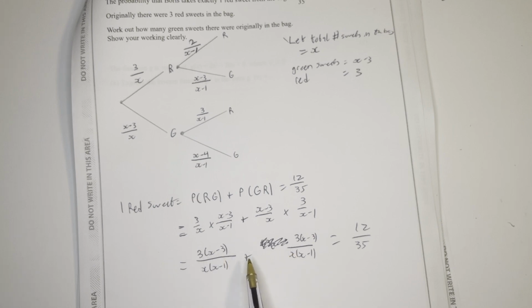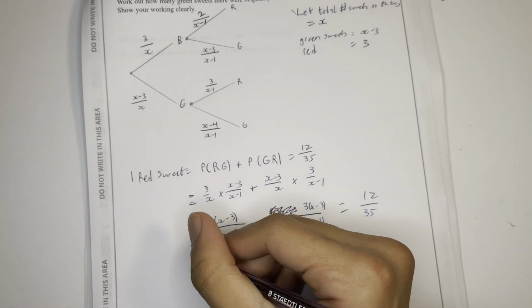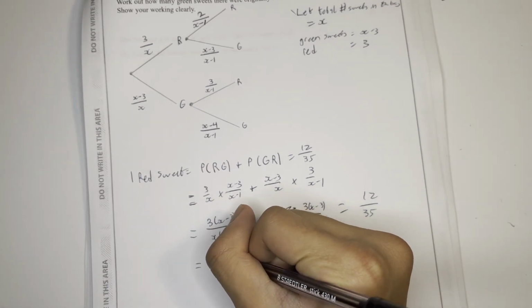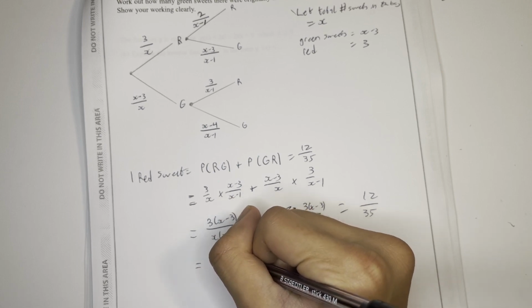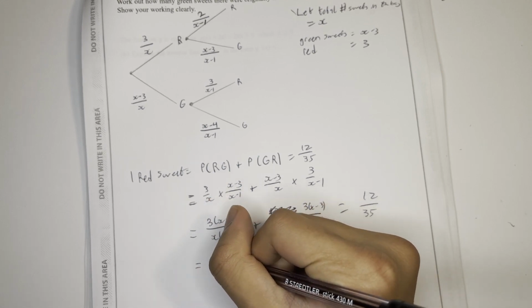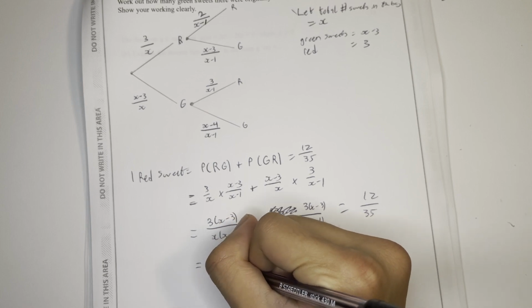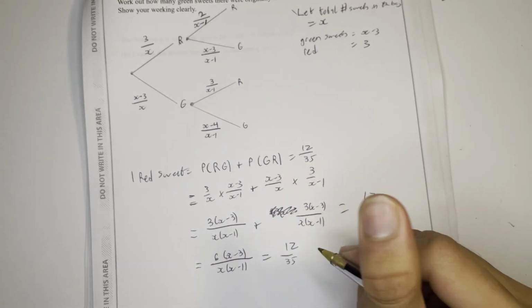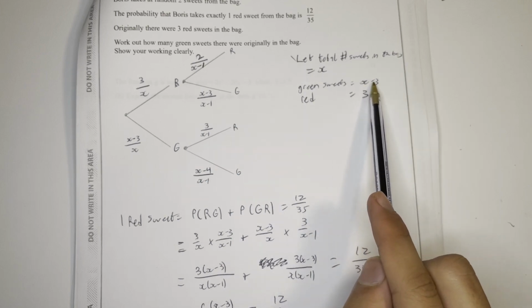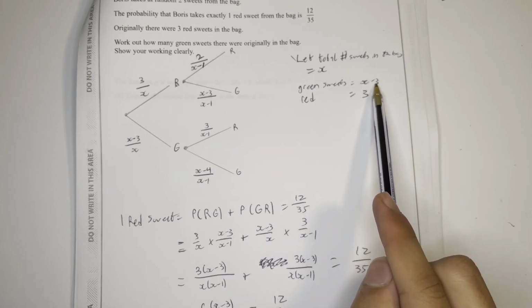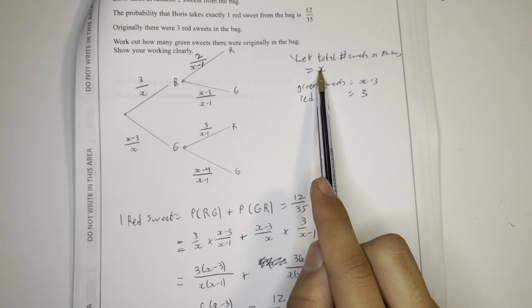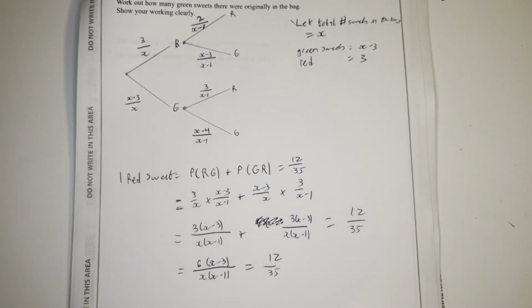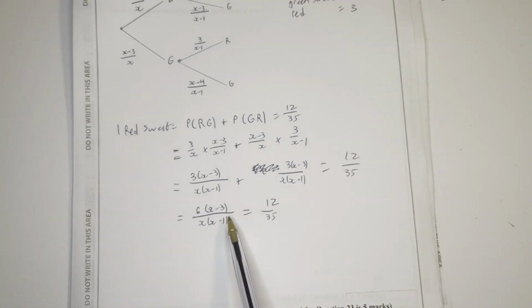Because these two fractions have the same denominators, we can add them together, giving us 6 times x minus 3 over x times x minus 1 equal to 12 over 35. We found the green sweets to be equal to x minus 3. To be able to find x minus 3, we need to find x, and then take 3 away from that. So we have to take this algebraic fraction and solve for x.